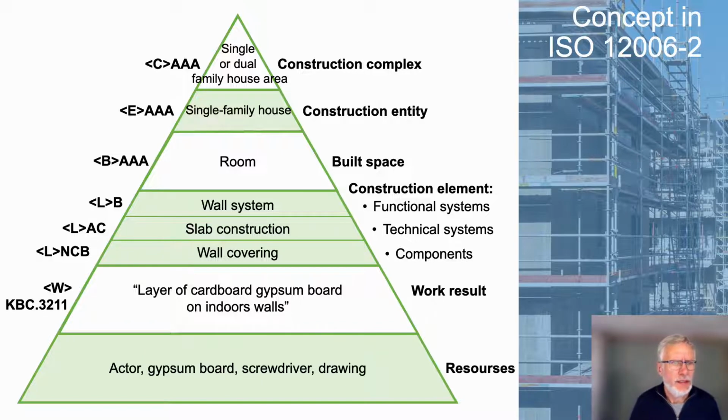These are created by work results, for instance, layer of cardboard gypsum boards on indoor walls. This is an example of the AMA code. To the left you see KBC 3211. So you can look up in the AMA book and see how to build this wall. And in the bottom then you have all the resources, the actors, the production, the products, the tools, and the information, in this case in the form of a drawing.